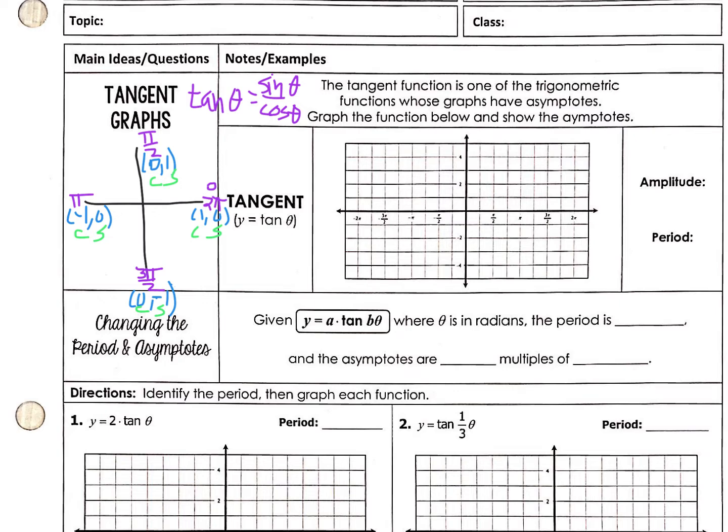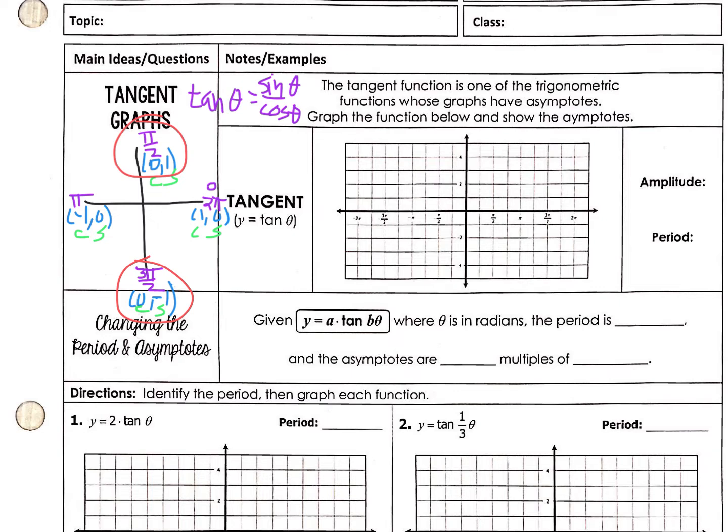So since all of these ordered pairs have zeros in them, when cosine has a value of 0, tangent is going to be undefined because you cannot have 0 in the denominator of a fraction. So which of these axis points is cosine 0? Cosine is 0 here at 3 pi over 2 and at pi over 2. So right here and right here is where tangent is undefined. And this is important because it creates asymptotes in the tangent graph.